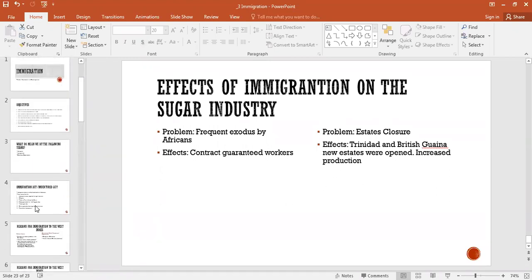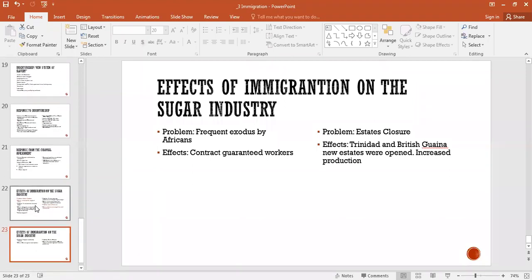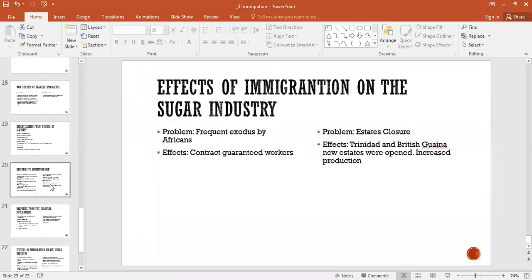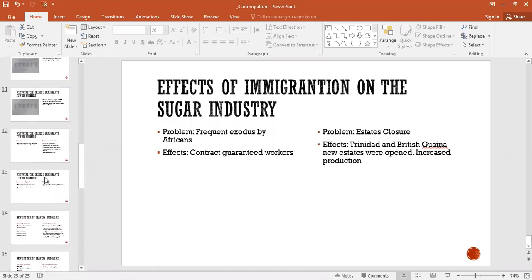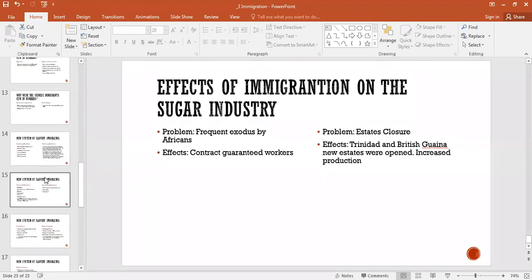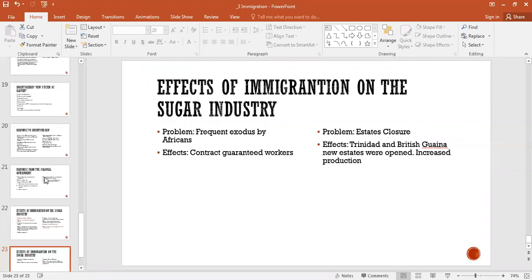So always remember when you're doing this question, look at the effects of Chinese immigration on the sugar industry. Also look at the problems the Chinese faced. What were some of the problems the Chinese faced? Also, you need to zero in on why they had just a small number of Chinese compared to Indians. And the next thing you need to ensure is how the Chinese responded to their problems.